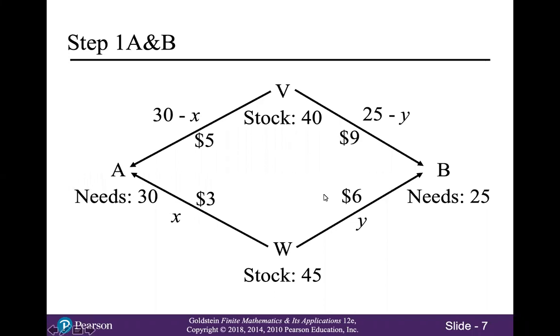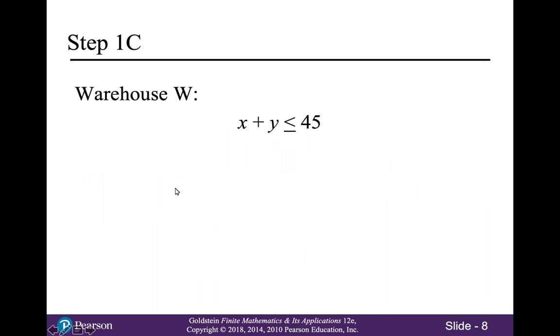All right, so here's our diagram again, showing all of those variables. Okay, so now we'll go on and set up our constraints and our objective function. So the constraint for warehouse W is that X plus Y has to be less than or equal to 45. There are 45 TV sets in warehouse W, so they can't send more than that.